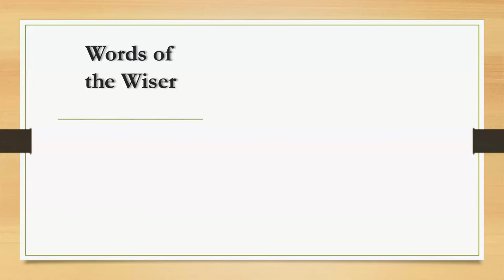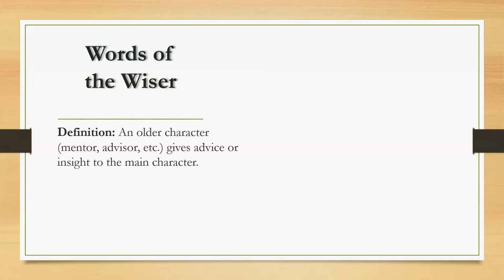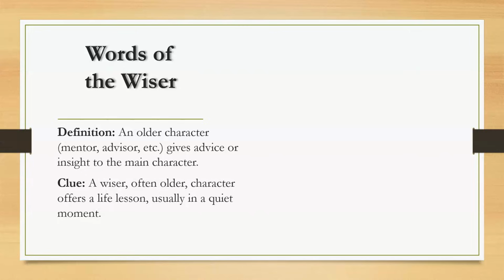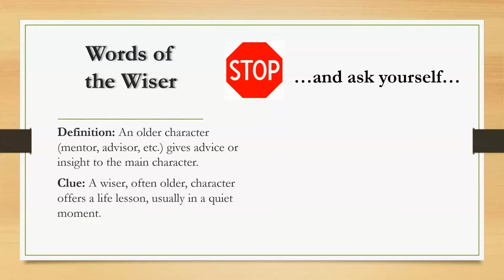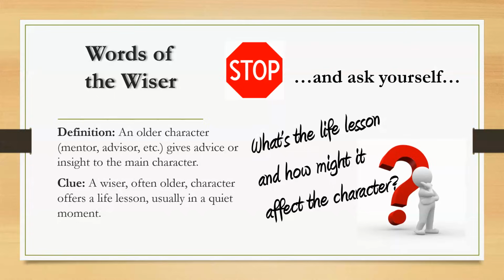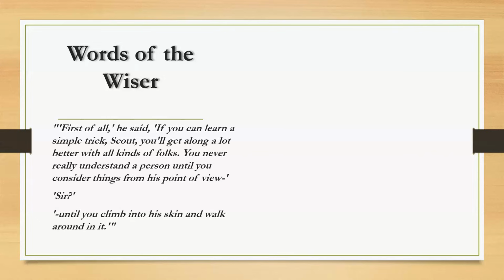Words of the wiser is the next signpost. The definition of that is when an older character, a mentor or an advisor, gives advice or insight to the main character. A clue is that it's often a wiser, older character who offers a life lesson, usually in a quiet moment of the book. When I come across that, I stop and I ask myself, what's the life lesson and how might it affect the character? Here's the example from To Kill a Mockingbird.